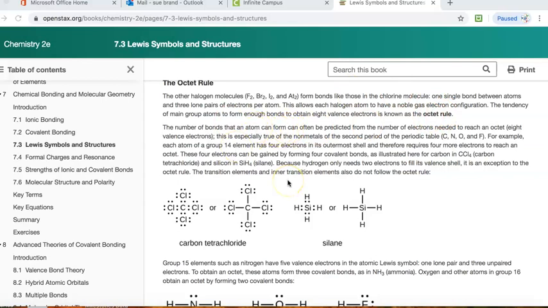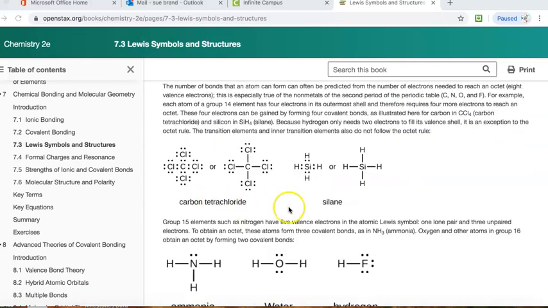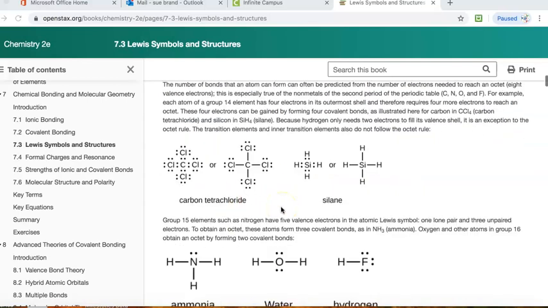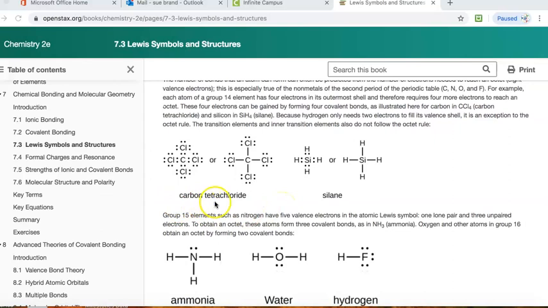So here we have several different compounds. We have carbon tetrachloride.